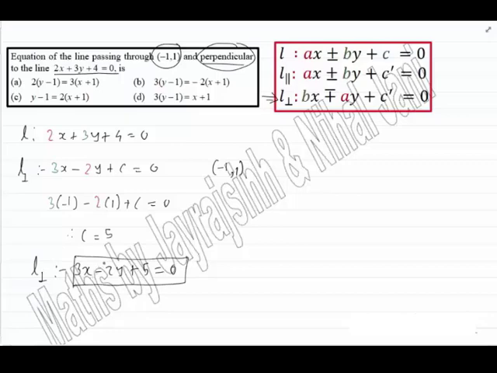Ta-da! But still we are facing the same thing. Options are not given in this form, so you have to simplify the options. When you simplify option A, you will get exactly 3x minus 2y plus 5 equal to 0. So the correct option is A.